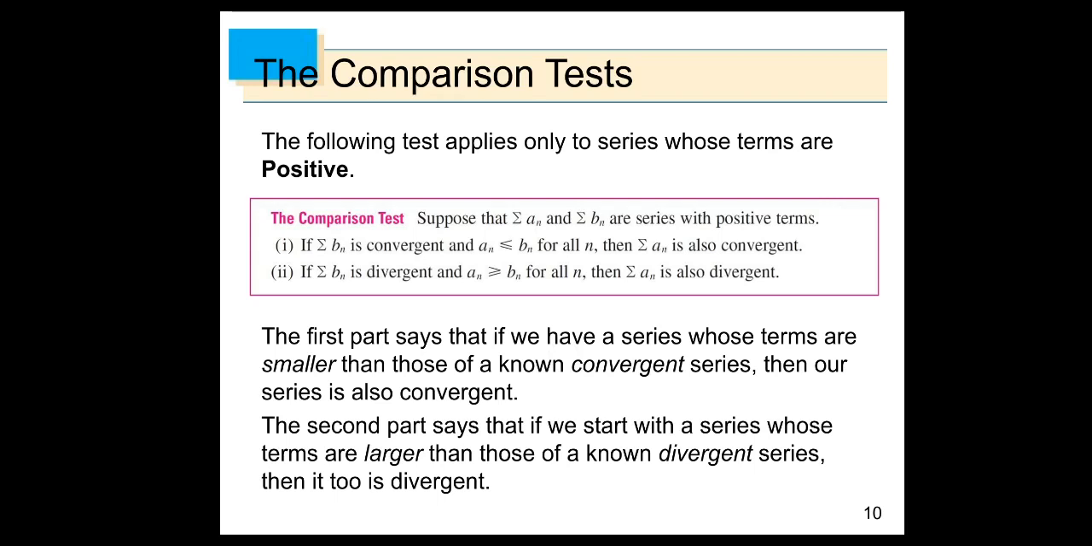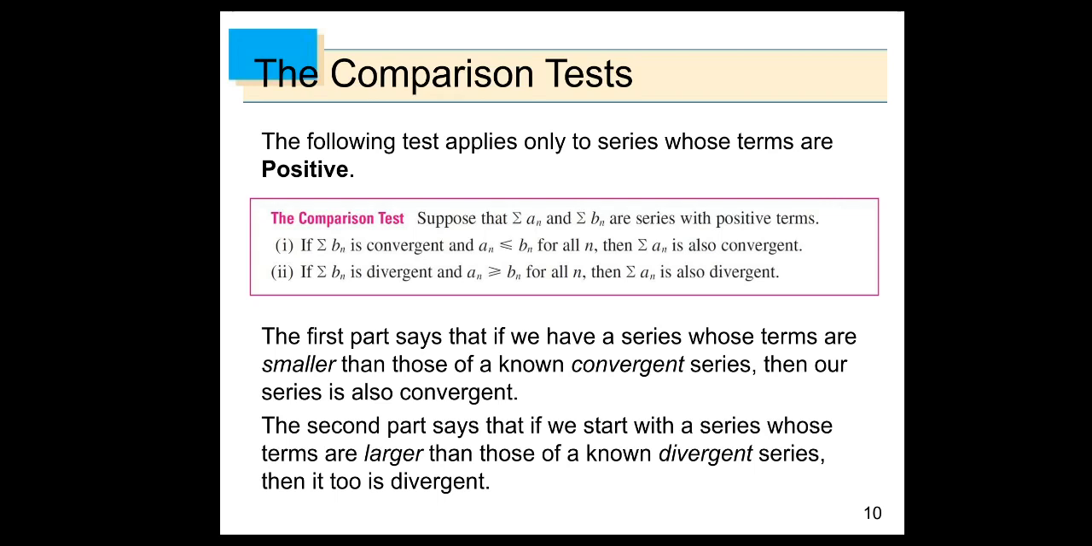If the series Σ b_n is convergent and a_n is less than or equal to b_n for all n, then Σ a_n is also convergent. So it means that our b_n will determine whether the a_n is convergent or not. And for this, we have to have a_n less than or equal to b_n, right? And b_n will also determine that a_n is divergent. Because if our b_n is divergent, our a_n would definitely be divergent, and we will have this condition that a_n is greater than or equal to b_n.